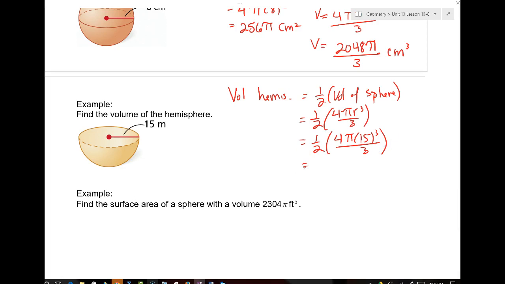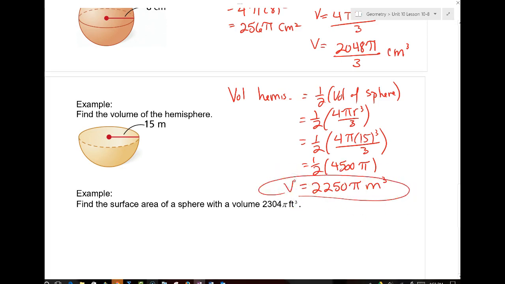So with that, what did you guys get for that? We have our 15 cubed times 4 divided by 3. Did you guys get 4,500 pi inside of here? Okay. Guys, what's 1/2 of 4,500? Yep. Very good. 2,750 or 2,250? All right. 2,250 pi cubic meters.